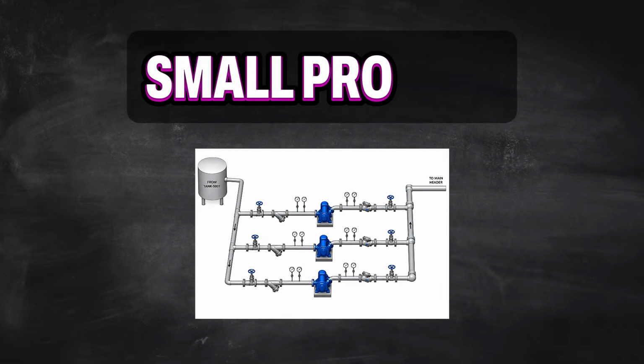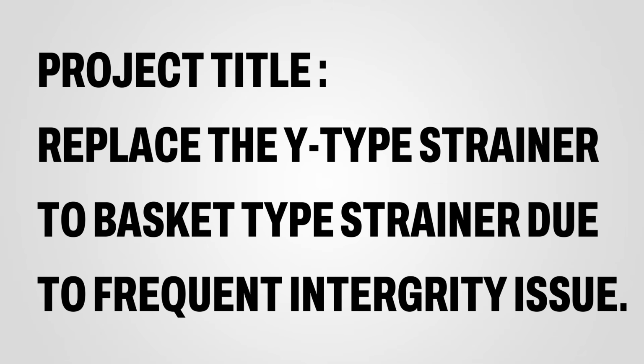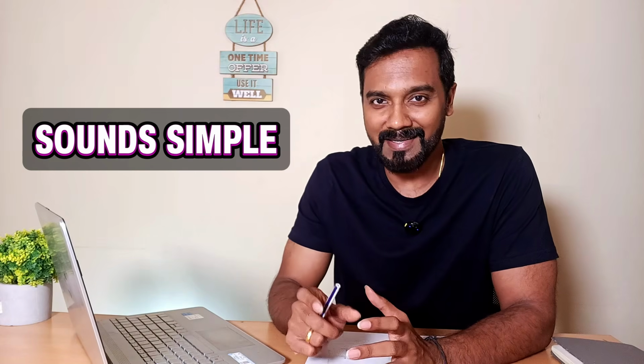Well, to give you a clear step-by-step details about the work we have done, here I have considered a small project where all design elements are covered. This is the title of the project: Replace the Y strainer to basket strainer due to frequent integrity issue. This sounds simple and straight, right? But this is not the full engineering scope.